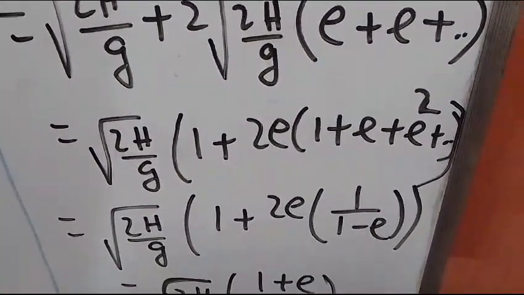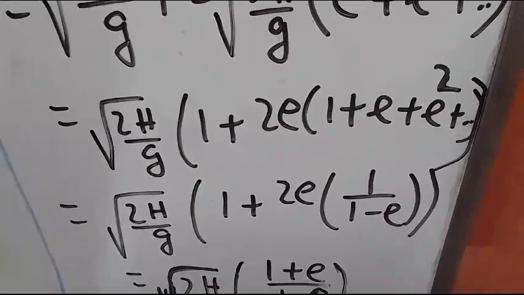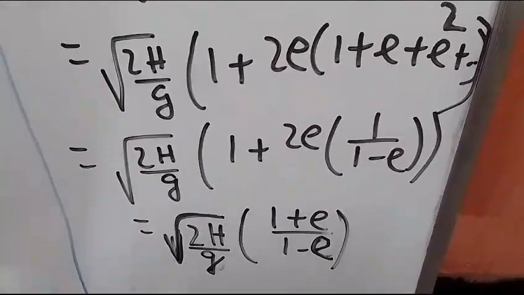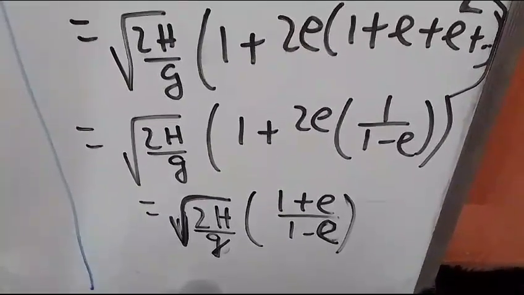So 1 plus 2e, again first term divided by 1 minus the second term, if it starts from 1. So now it is root under 2H by g into 1 plus e by 1 minus e.